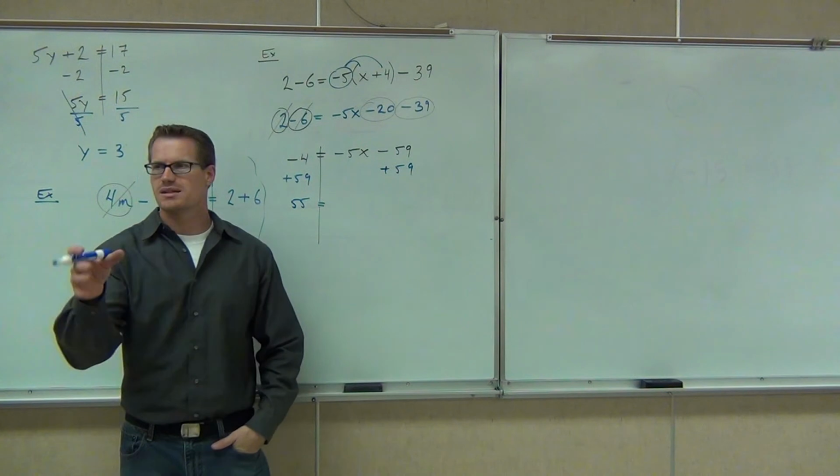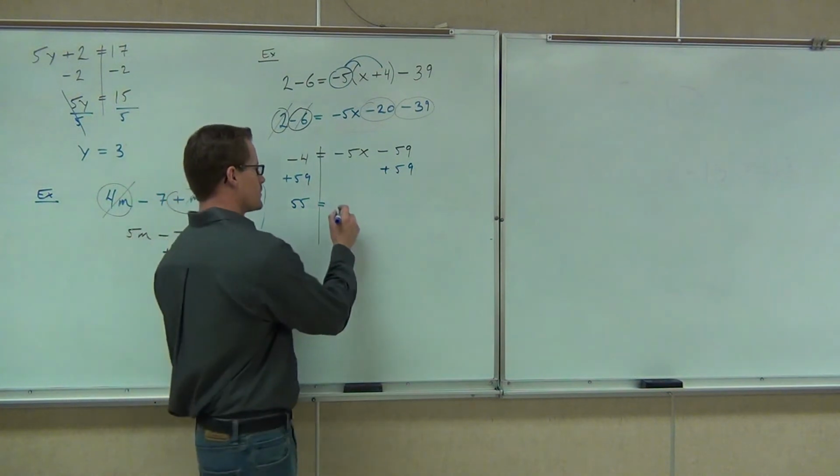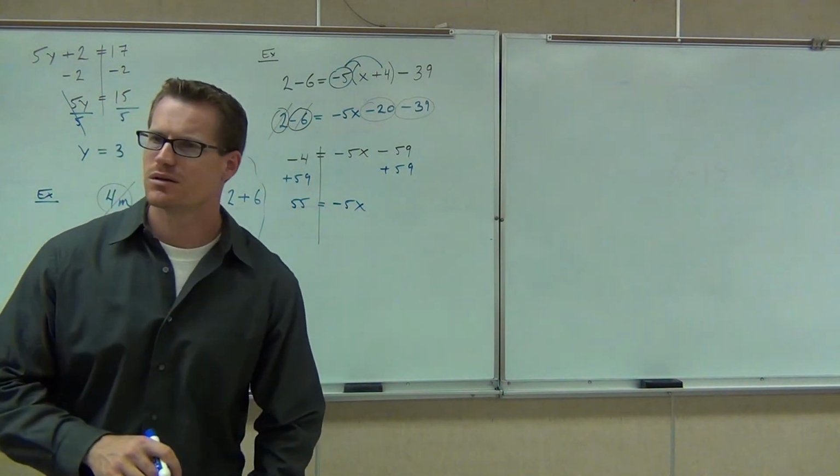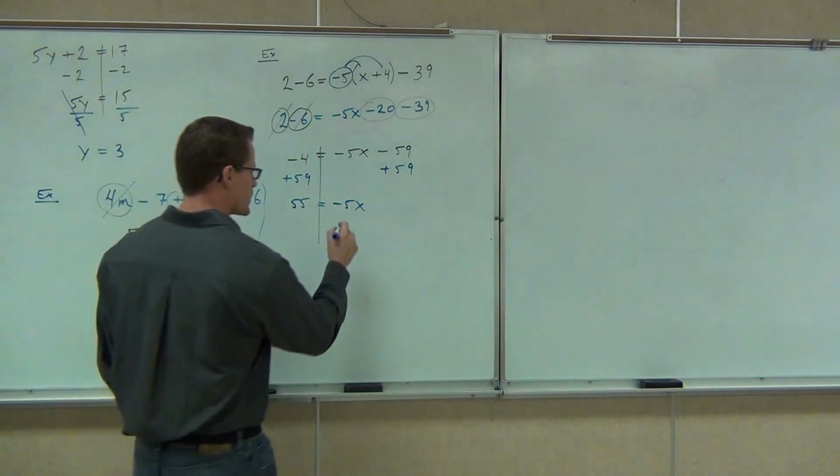On the right-hand side, what do we have? 0. What's our last step when we're solving equations? What that's going to be? Divide. Yep, we are going to divide because we have this being multiplied.